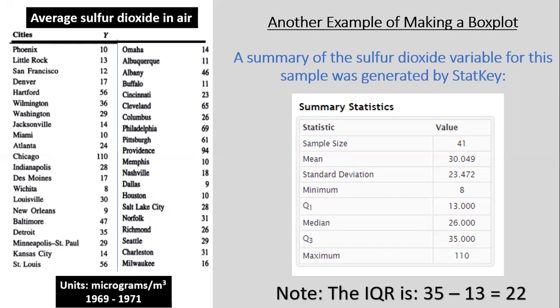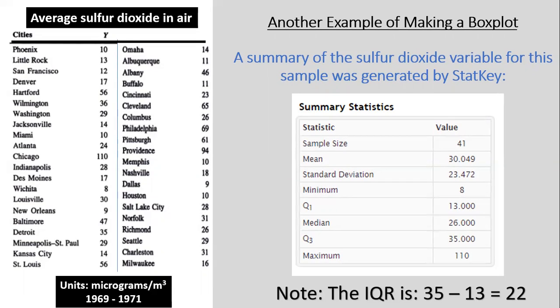We've generated over on the right-hand side the summary statistics for this data set of size 41. You can see the mean and the standard deviation. Of course, you can also see the 5-number summary, including our quartiles. So those are going to become very important for us shortly in creating our box plot. One of the things we always have to consider when we're making a box plot is, are there any outliers?